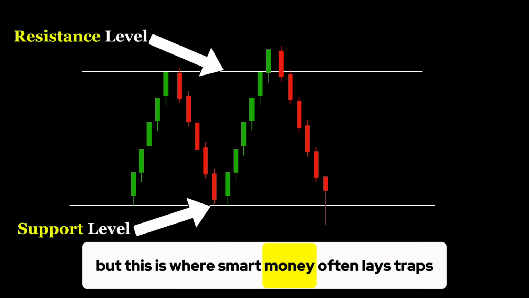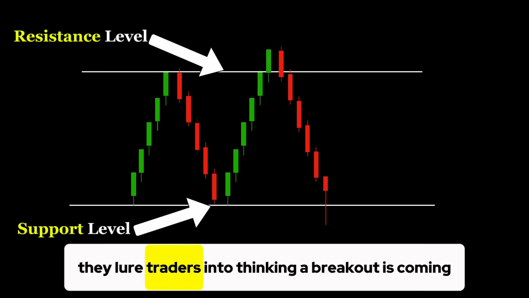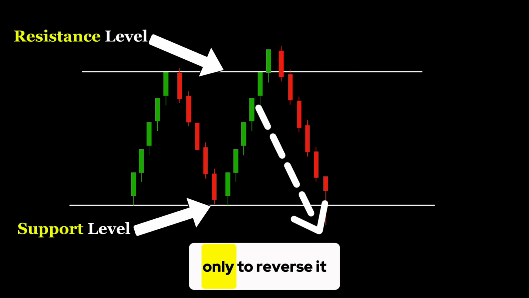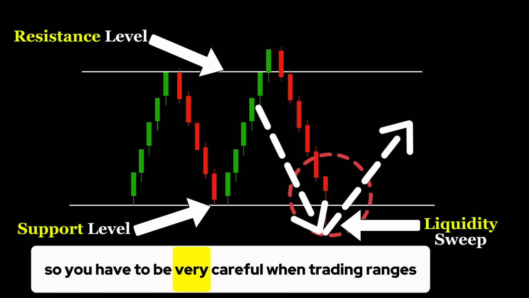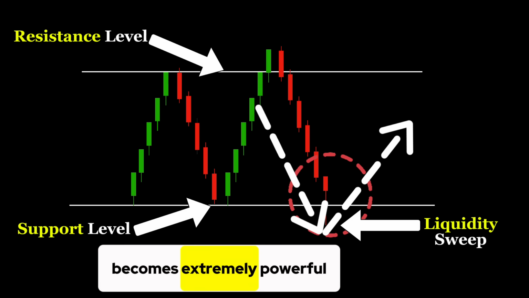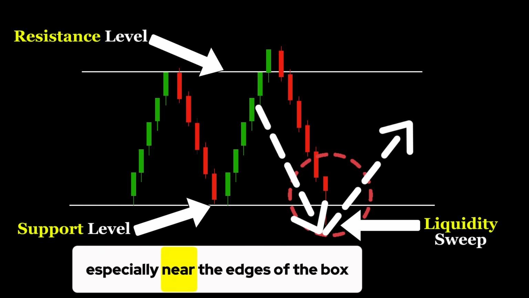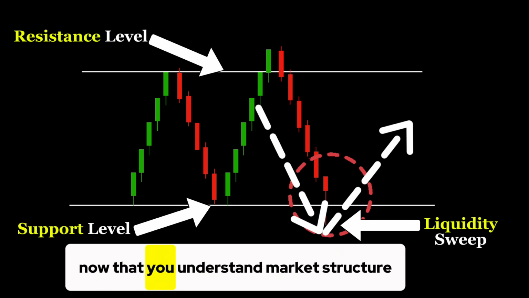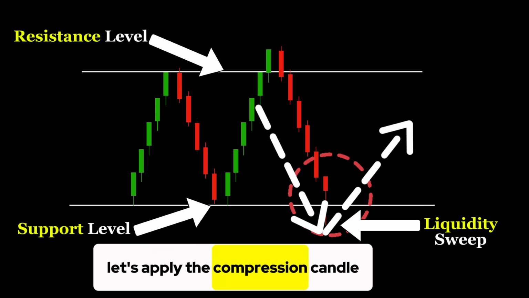But this is where smart money often lays traps. They lure traders into thinking a breakout is coming, only to reverse it. So you have to be very careful when trading ranges. And that's where the compression candle becomes extremely powerful, especially near the edges of the box. Now that you understand market structure, let's apply the compression candle.